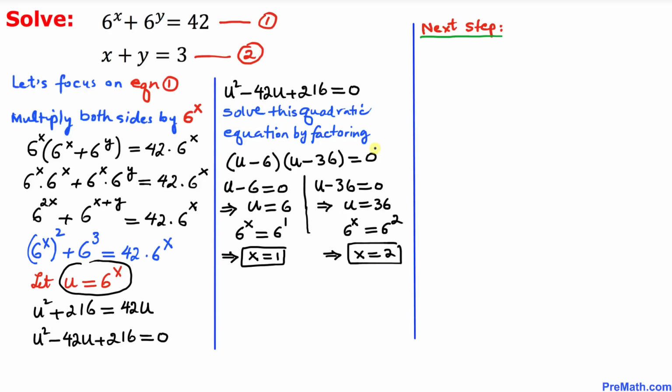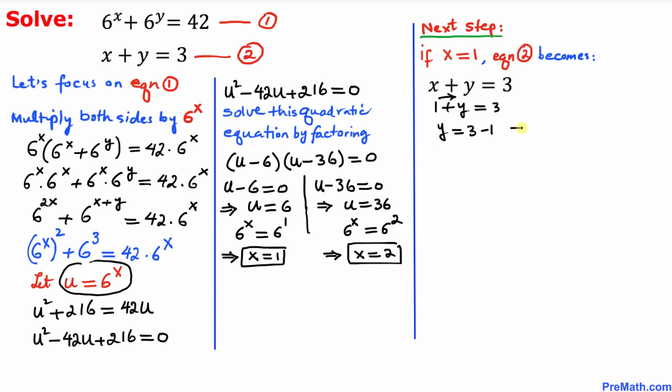And here's our next step. Let's focus on this x equal to 1 value. Then equation 2 is going to become, and here I have copied down, x plus y equal to 3. Let's solve for y. If I replace x by 1, 1 plus y equal to 3, let's move this 1 to the right hand side. So y turns out to be 3 minus 1. That means our y value turns out to be 2. Thus one solution turns out to be x equal to 1 and y equal to 2.